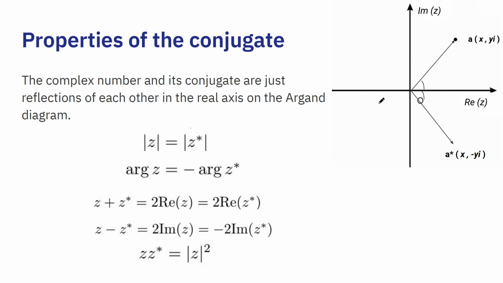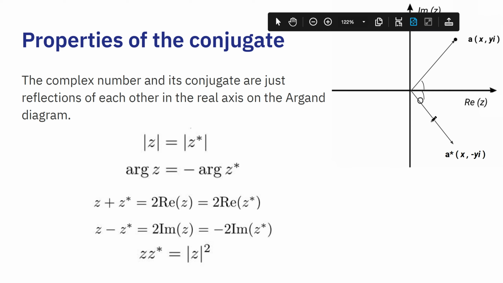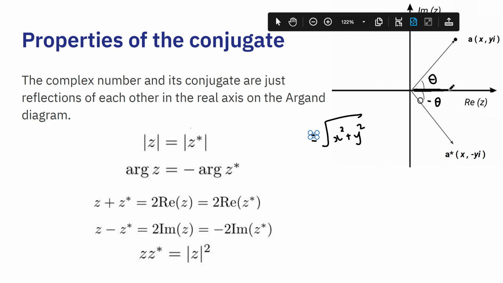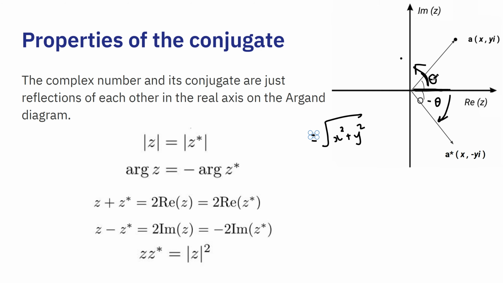So the modulus of these two are still the same, obviously, because it's equal to the square root of x squared plus y squared. So the modulus of z is equal to the modulus of its conjugate, but the argument would be the negative, because here we have theta and here we have minus theta. Remember, we start from the horizontal axis and rotate in either direction. If you rotate this direction, it's positive. If you rotate this direction, it's negative.